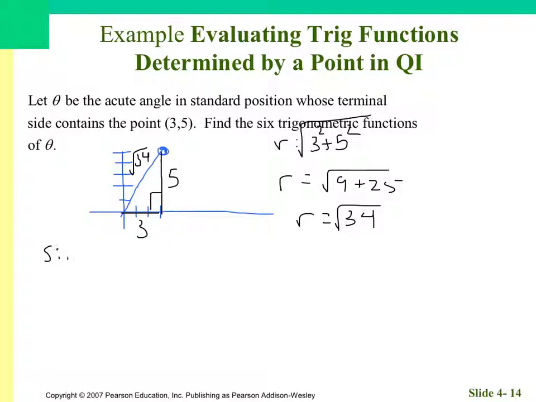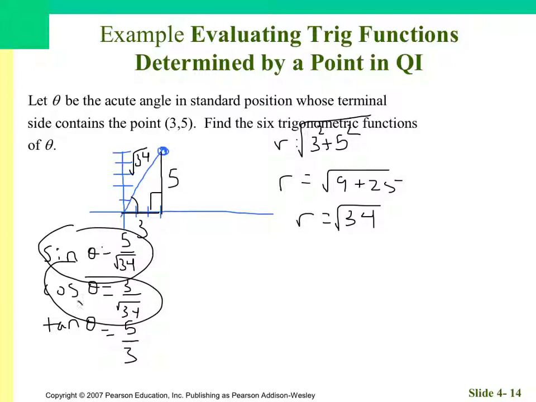Now we have to do sine, cosine, tangent. Well, sine is opposite, and we're looking at this angle. Opposite over hypotenuse. Cosine, adjacent over hypotenuse. Tangent, opposite over adjacent. Remember I said don't worry about simplifying these, so I'm fine with all of these as answers. Now do cosecant. Flip it. Secant.